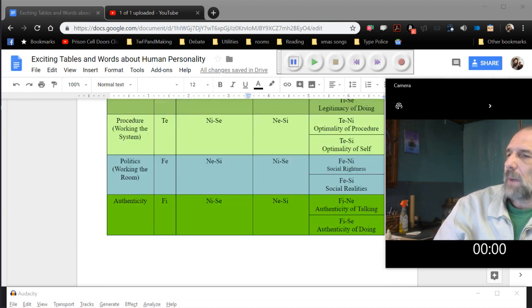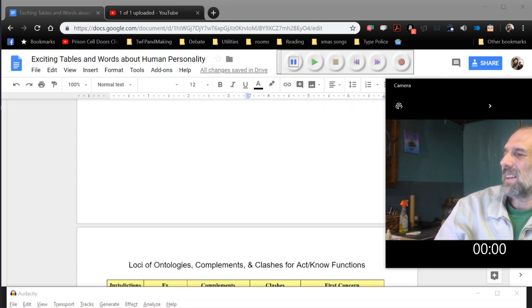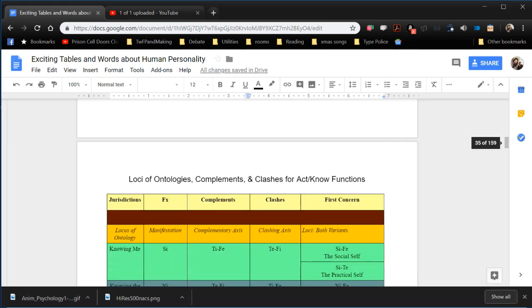Politics, working the room. FE, NE-SI is complementary, again because NE is the same aspect as FE, whereas NI-SE is not complementary. FE-NI, the social rightness of things. FE-SI, social realities of things. Authenticity, FI, the complementary axis is NISE, and the clashing axis is NESI. FINE, authenticity of talking. FISE, authenticity of doing. The last little bit is a little rough maybe, but I like that table too.